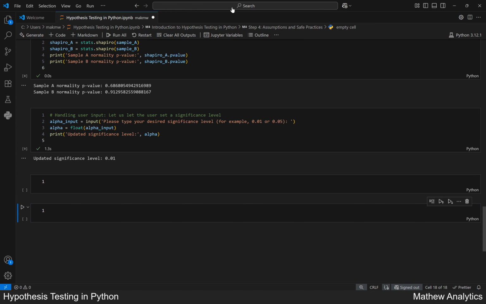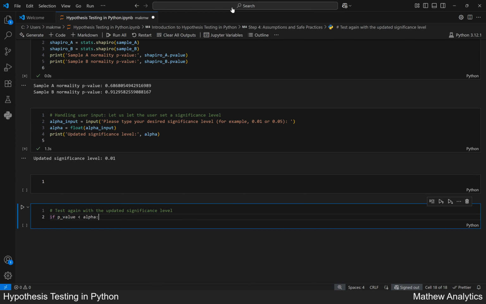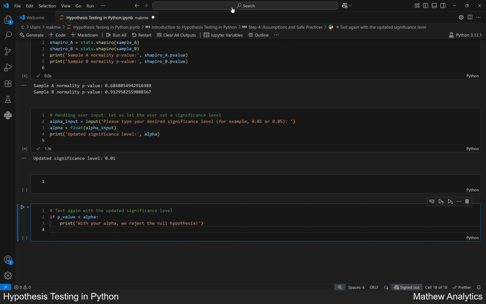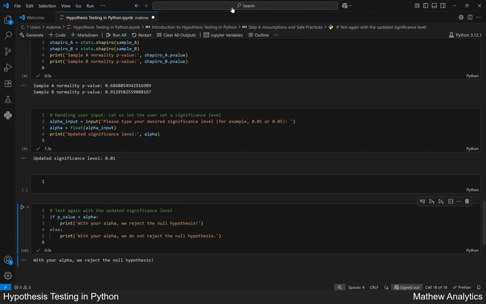Let us repeat our test decision using your alpha value. We compare the p-value to your chosen alpha. If it is lower, we say the groups are different. If not, we mention we do not reject the null hypothesis. Running the cell now. How did your decision change with a new alpha? Try again with other values.